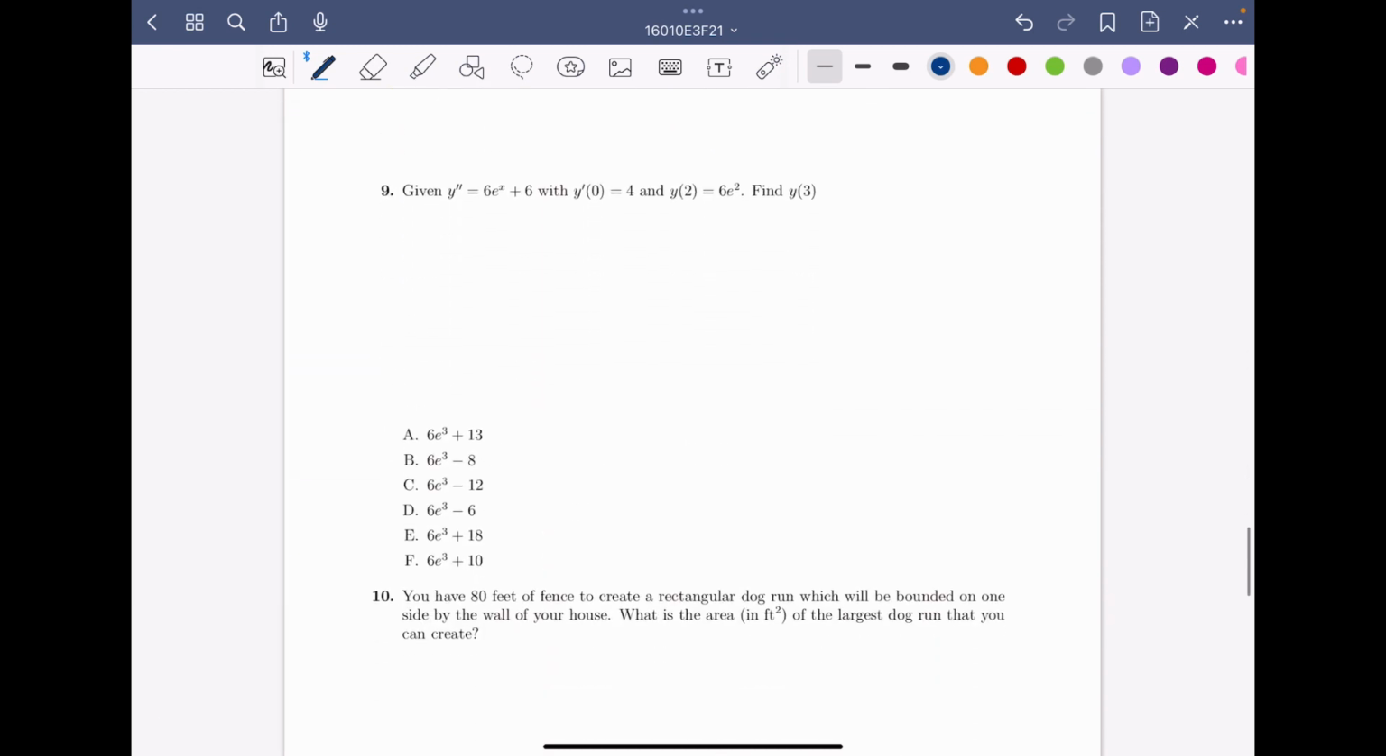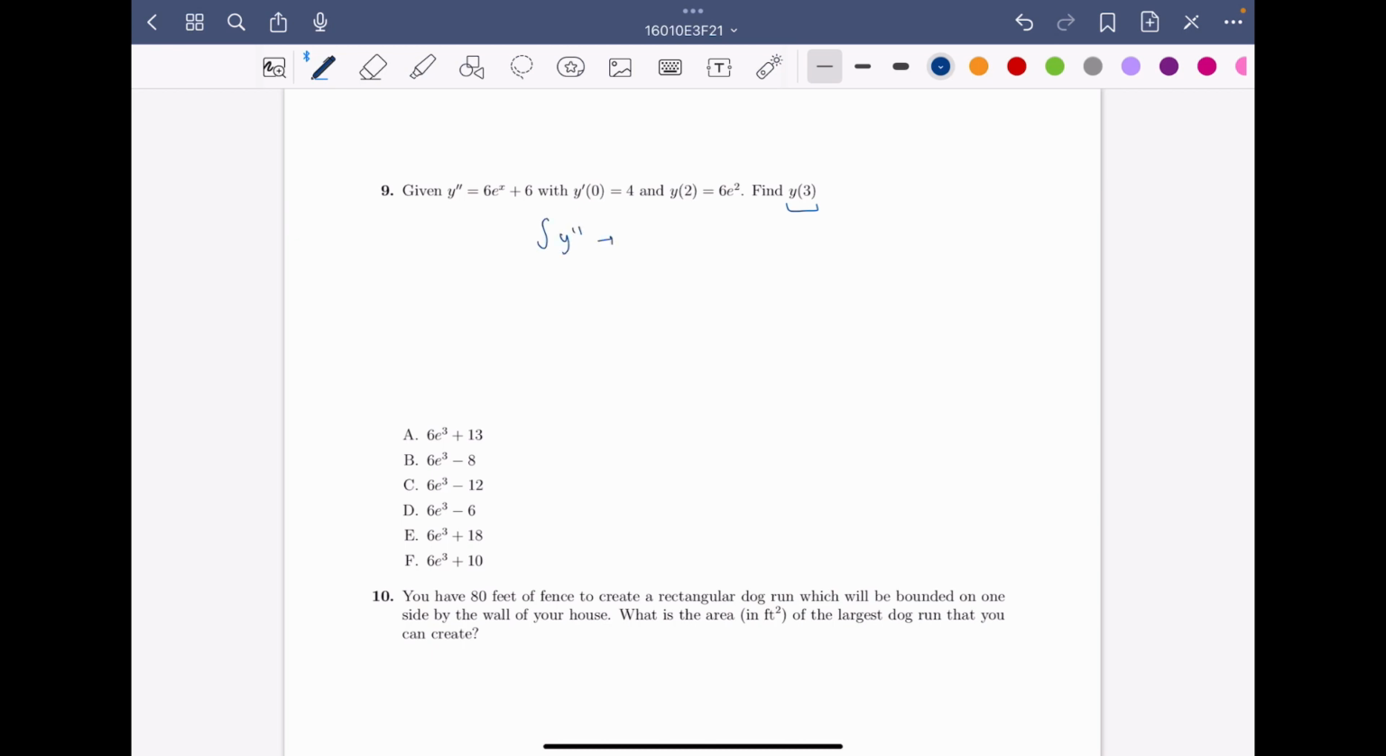Number 9, given y double prime equals 6e to the x plus 6, with y prime of 0 equaling 4 and y of 2 equaling 6e squared, find y of 3. So when you're given the second derivative of something and they're asking for just the original function at a point, we have to integrate to get back to that point. So let's first start by finding the integral of y prime.